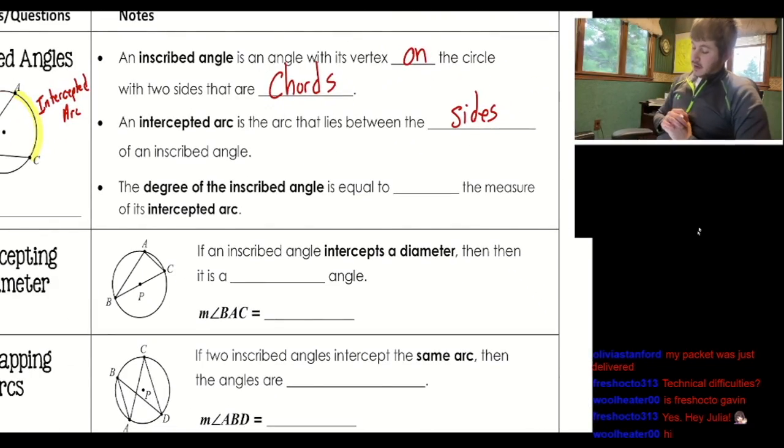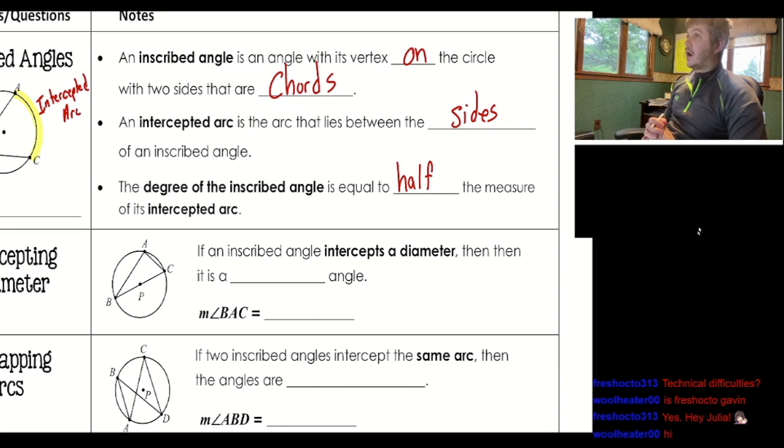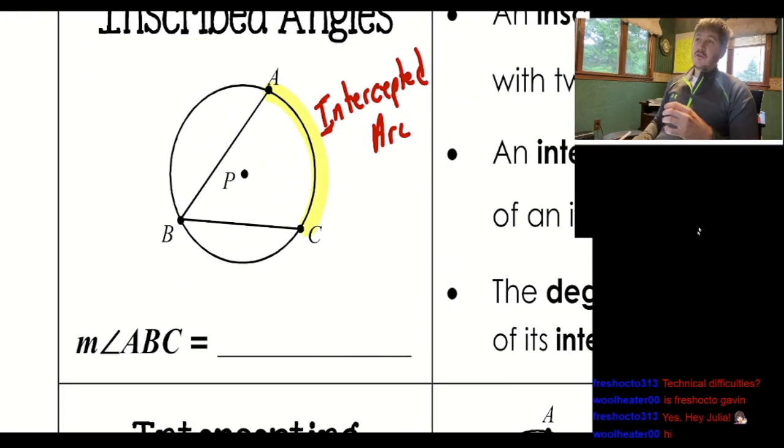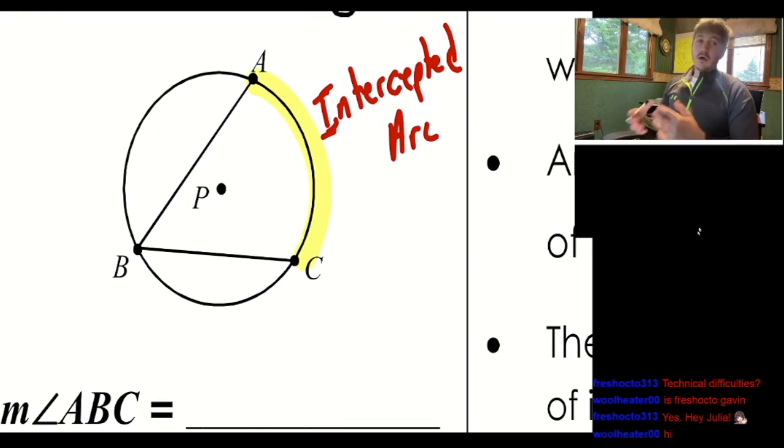The degree of the inscribed angle is equal to half the measure of its intercepted arc. So that's a different relationship than central angles. Central angles were completely congruent to their arc. Now we're going to have this 2-to-1 ratio going on. So you're going to double an angle or you're going to cut something in half. That's really the major relationship that we're going to be looking for. So which one is 1/2 of the other? The arc is the one that is twice as big. The angle is the one that's going to be cut in half.